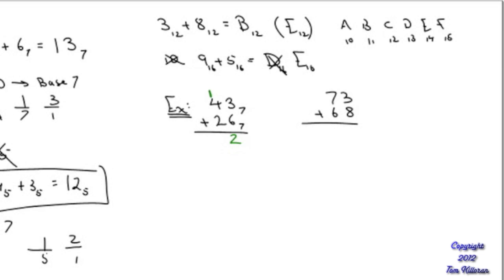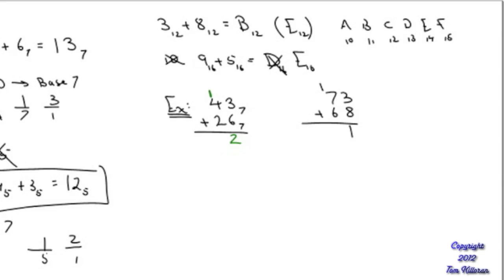73 plus 68. Regular old base 10 numbers. 3 plus 8 is 11. What do you do? Carry the 1. Why? Because you can't put 11 there. I need to move it to the next place value because 11 is too big to put here. So I say 10 goes into 11 once with a remainder of 1.